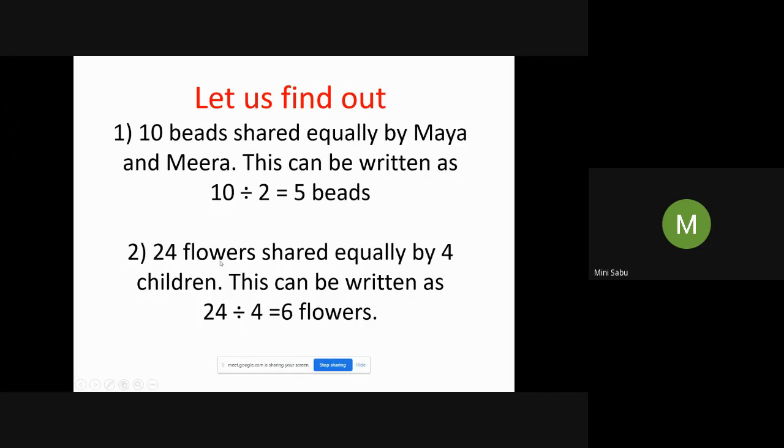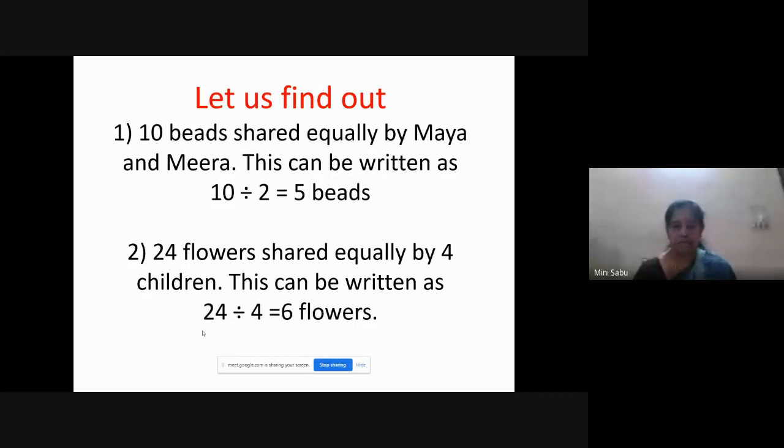24 flowers are there and they are to be shared equally among 4 children. This can be written as 24 divided by 4. You have to say the table of 4 till you reach 24. All of you know the table of 4. 4 6s are 24. So what will be the answer, children? The answer will be 6 flowers.